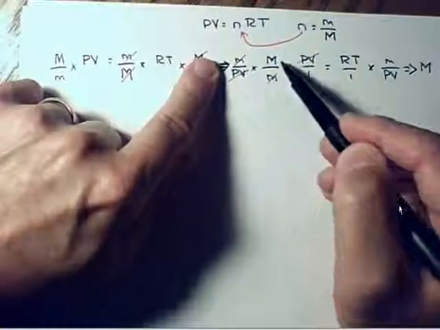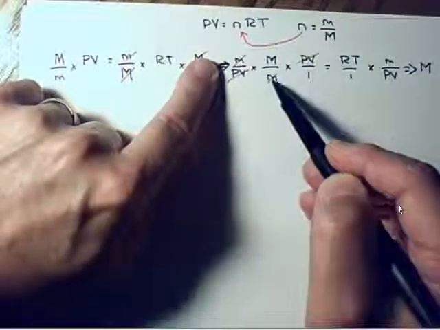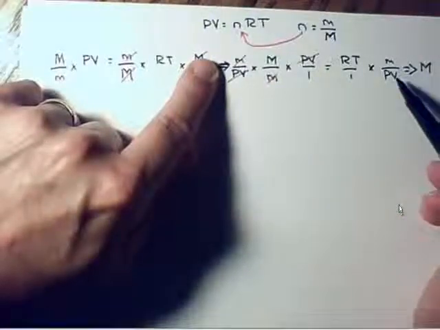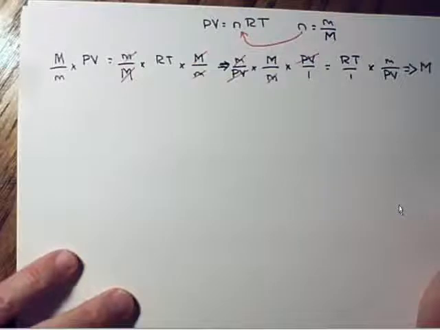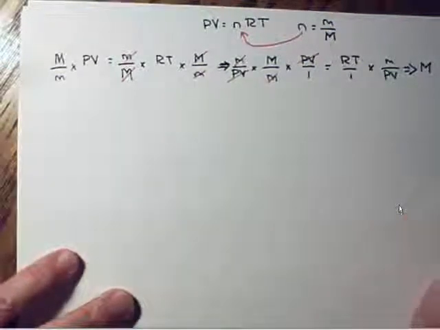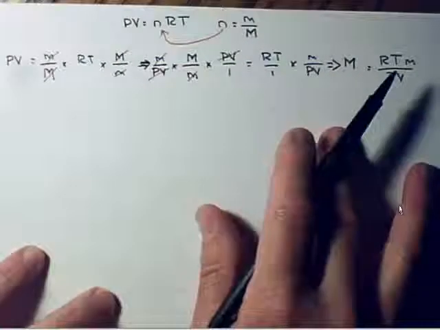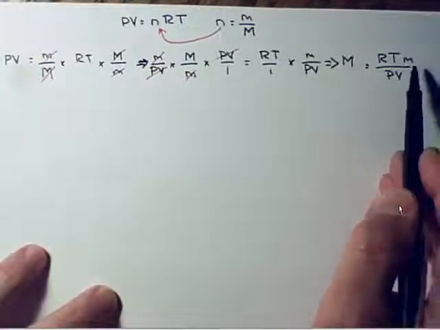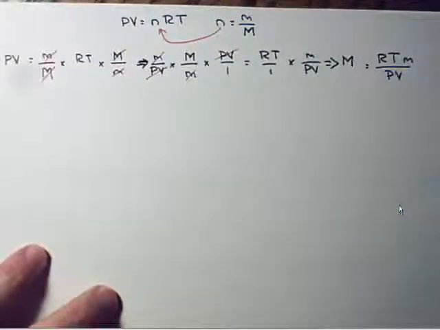And then I'm going to try to get rid of everything but the capital M. So I use PV on the bottom and mass on the top. That's what I put here. Mass on the top, PV on the bottom. That allows me to derive this equation: molar mass equals the gas constant times the Kelvin temperature times the mass over the pressure times the volume. And you just plug it in. Okay?